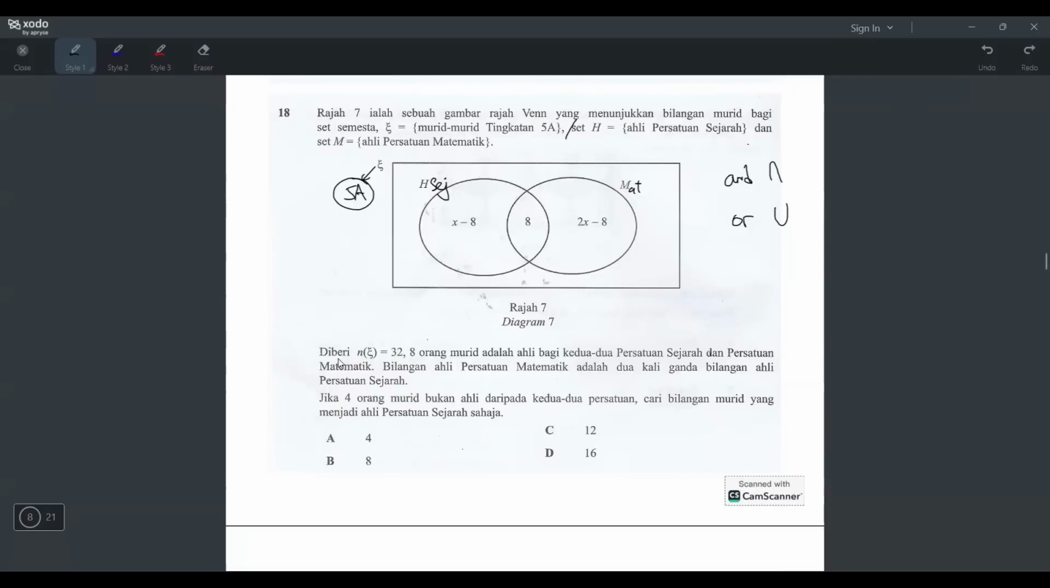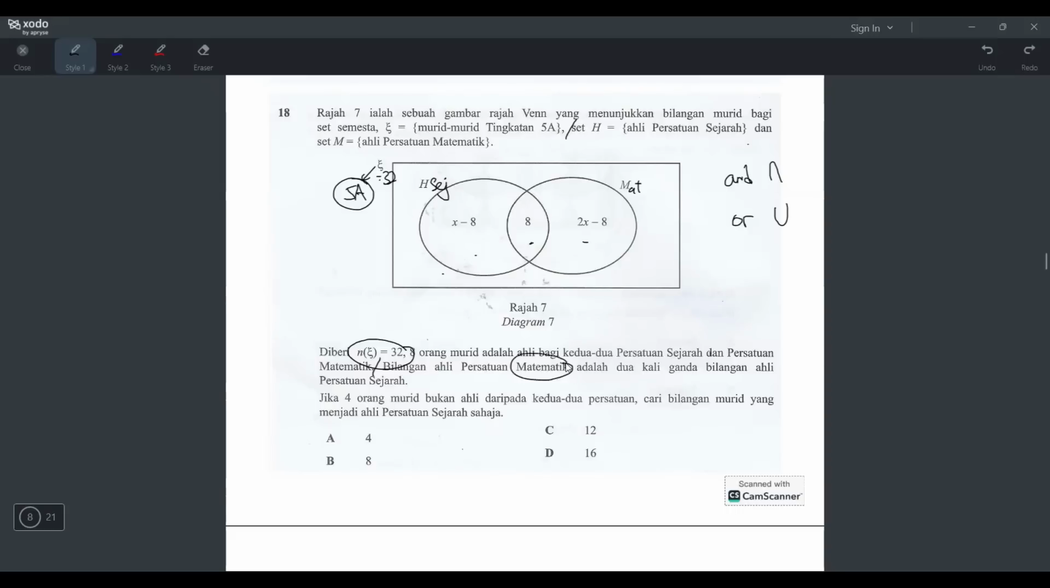Okay, let's read what it says here. Diberi n universal 32. So nanti sini 32. So it means 32 is sini tambah sini tambah sini. Semua lah, semua tambah. Maksudnya the 32 is actually these 4 kawasan all tambah semua. The total. 8 orang murid adalah ahli bagi kedua-dua persatuan sejarah dan persatuan matematik. Okey, ini kita sudah tahu. Dia sudah tulis.